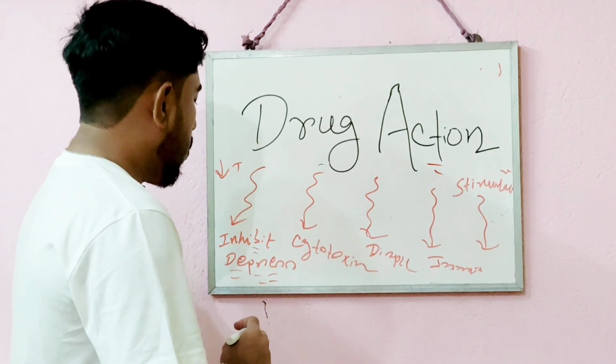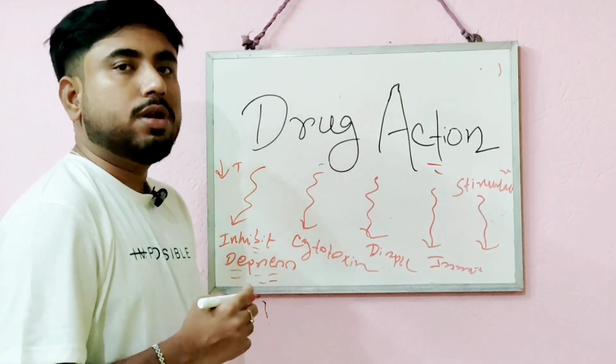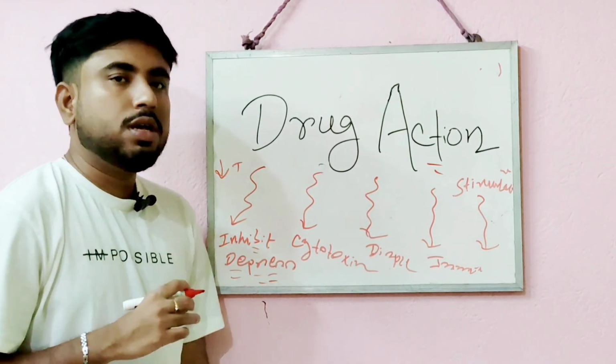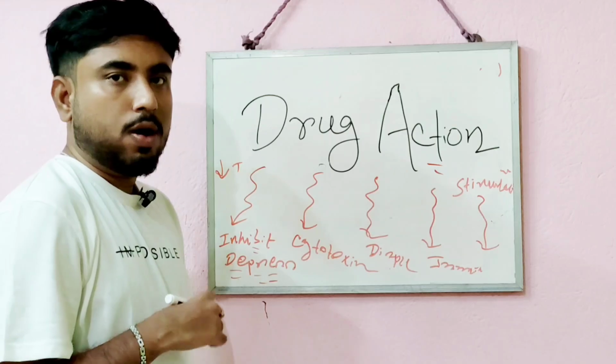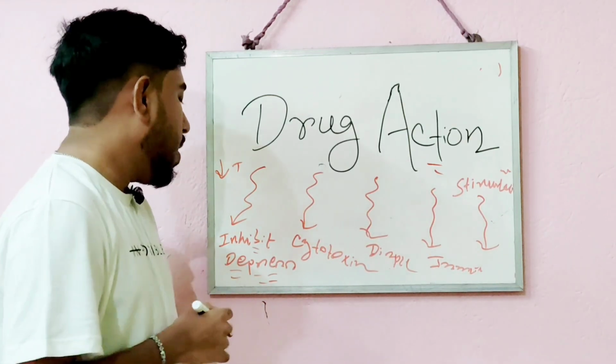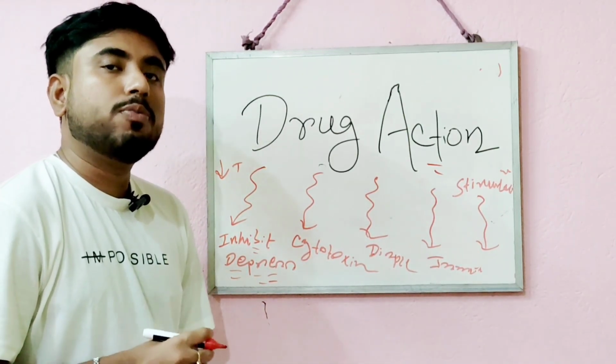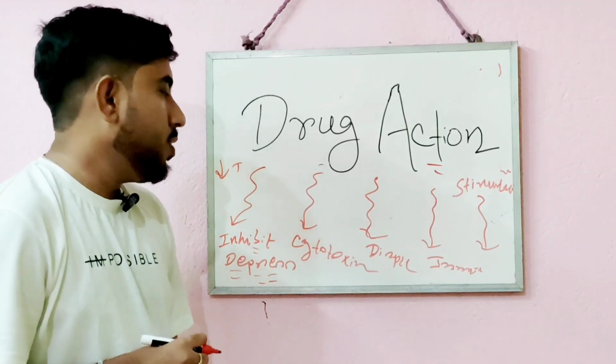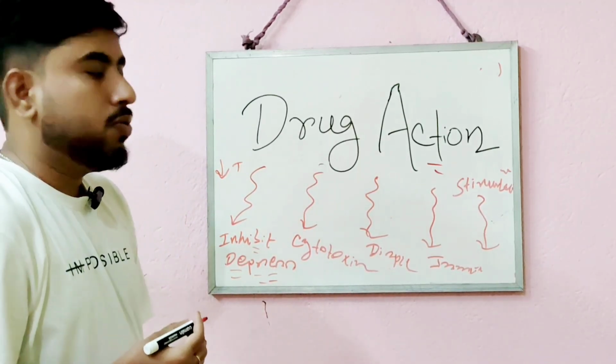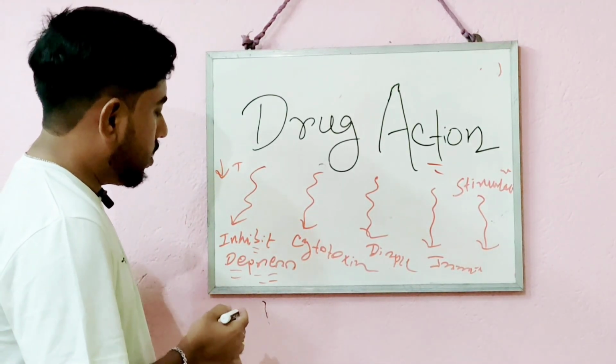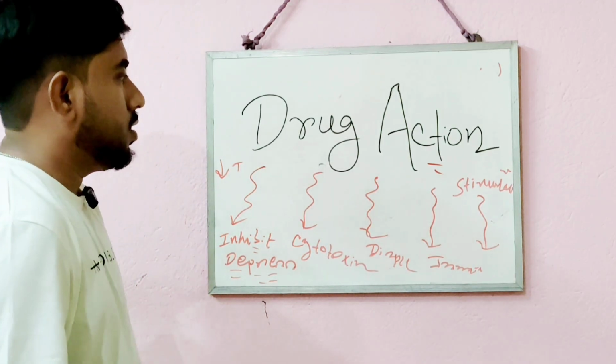For example, when our immunity is going to cause an autoimmune disease, to overcome that we have to depress or inhibit the immune system. At that time we take anti-immune drugs, and that action is still depression or inhibition.